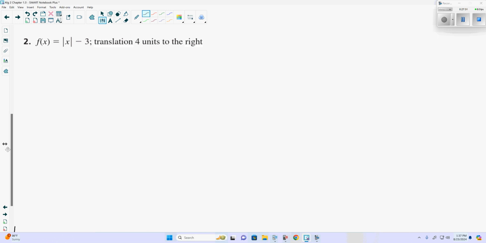Let's look at the next one. F of x equals the absolute value of x minus 3. Translation, 4 units to the right. So we want to move this function 4 units to the right. Well, Ray, give me a letter for our function notation. S.